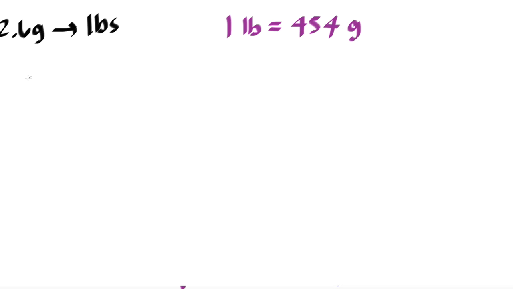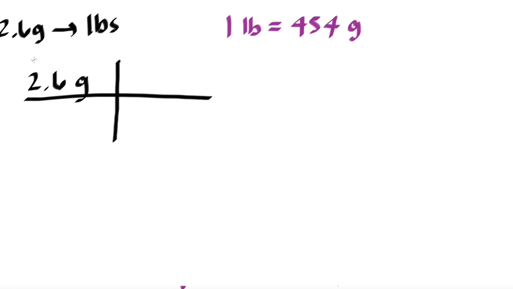Again, I would give you this on an exam. We're going to go 2.6 grams. We're going to cancel out grams, so we want to put that on the bottom, and then we want pounds on the top. For every 1 pound, there's 454 grams. So if you're plugging this into your calculator, 2.6 times 1 divided by 454. So 2.6 divided by 454, oh, that's tiny.